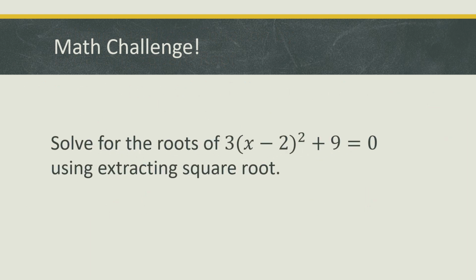I have this math challenge for you. Solve for the roots of 3 times x minus 2 squared plus 9 is equal to 0 using the extracting square root method. If you know the answer, guys, just comment down below.